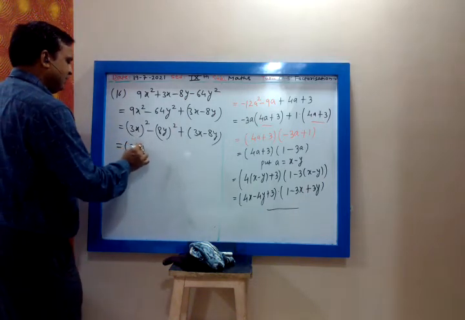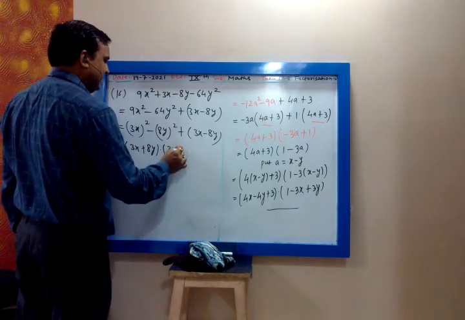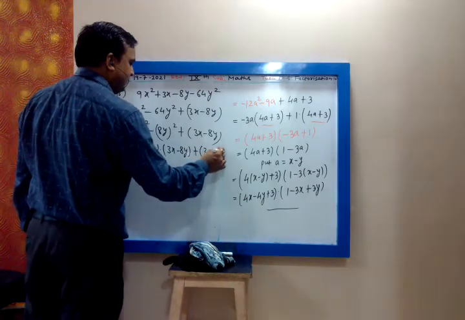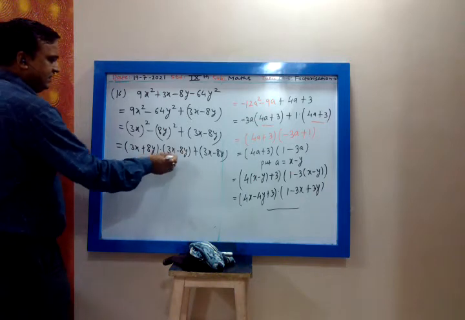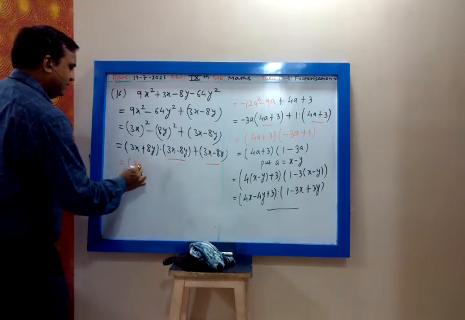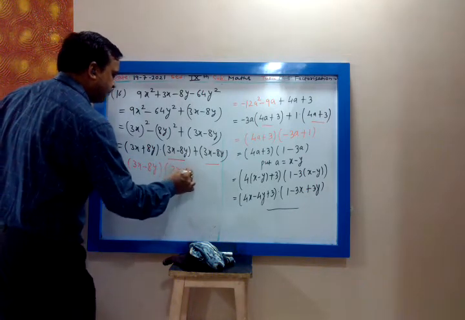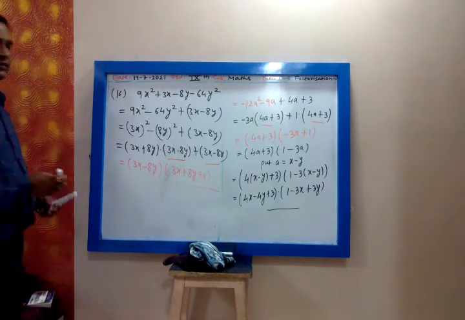So (3x plus 8y)(3x minus 8y) plus (3x minus 8y). 3x minus 8y is common. So this is (3x minus 8y) into bracket (3x plus 8y plus 1). This is the answer.